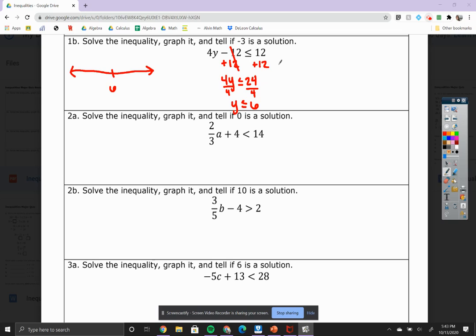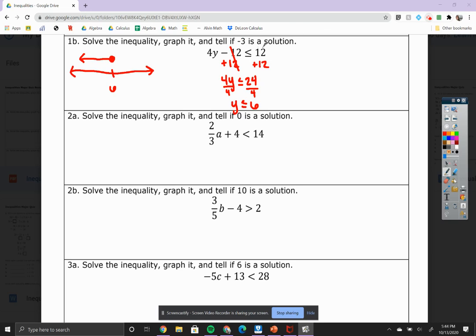Then we put it on the number line to graph it. And since this is y is less than or equal to, that or equal to makes it a closed circle. And since it's less than, it's going to be going to the left. So that right there is our graph.